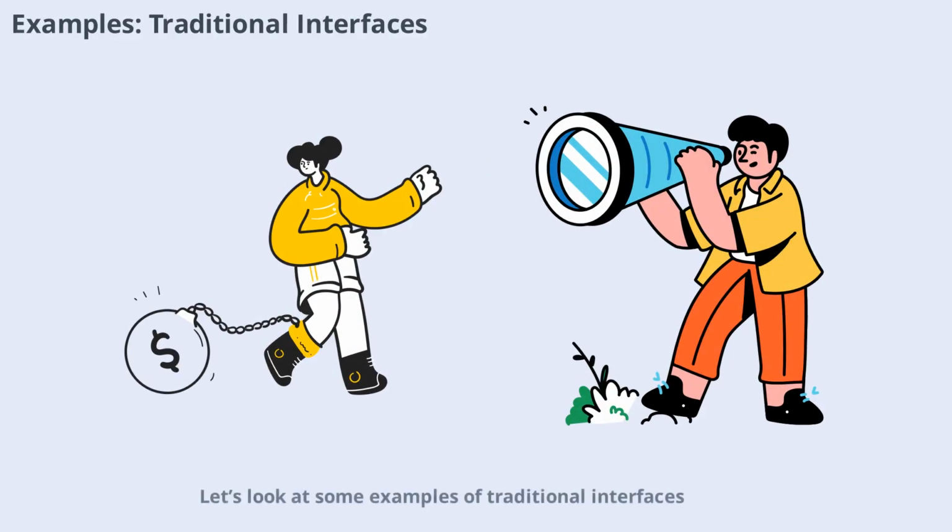Let's look at some examples of traditional interfaces. Think about using a banking app where you tap through menus to check your balance, transfer money, or pay bills. Or consider using a desktop word processor where you click icons to format text or insert images. These interfaces rely on visual cues and structured navigation.